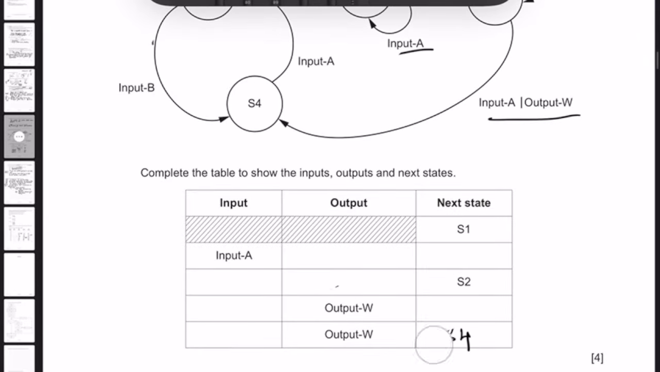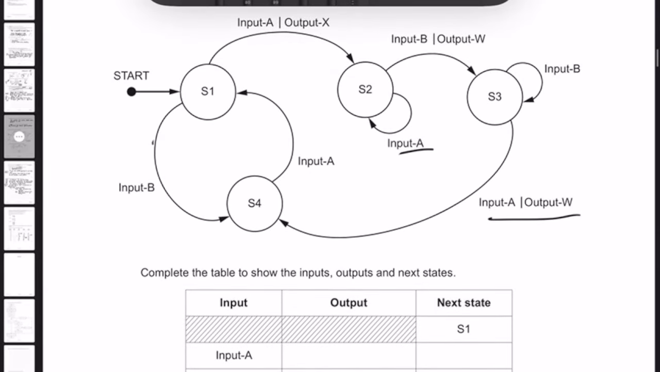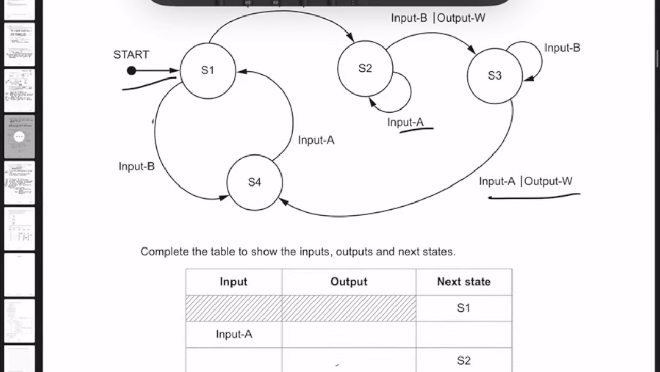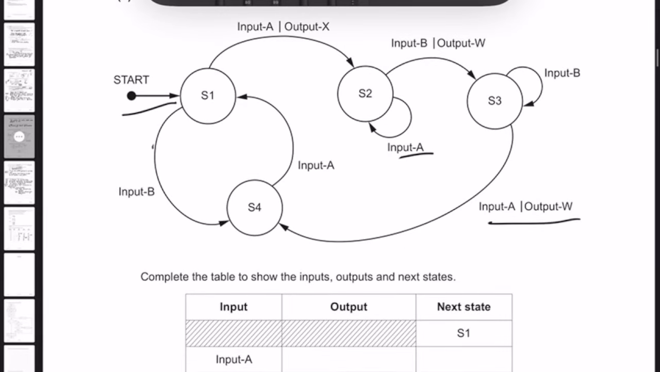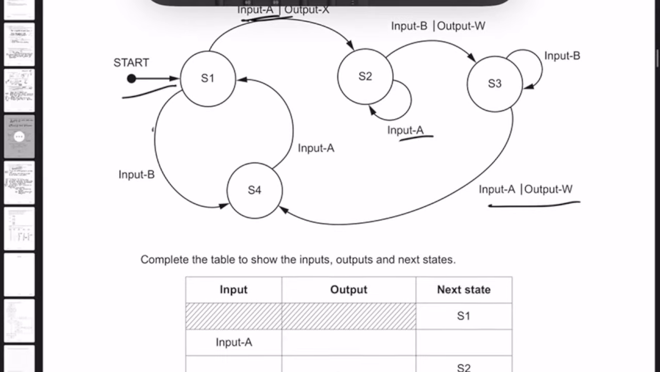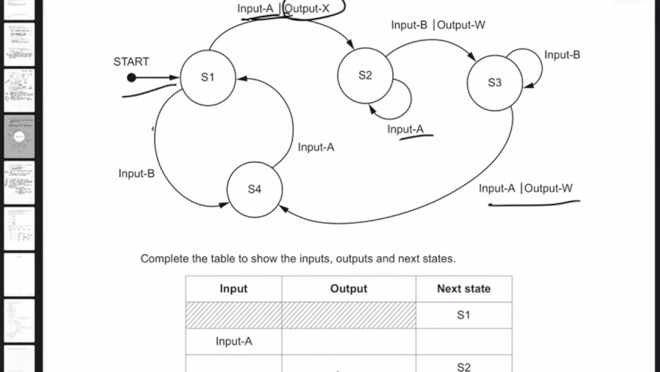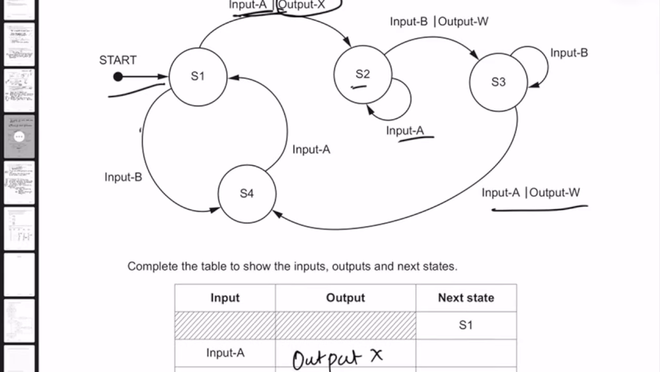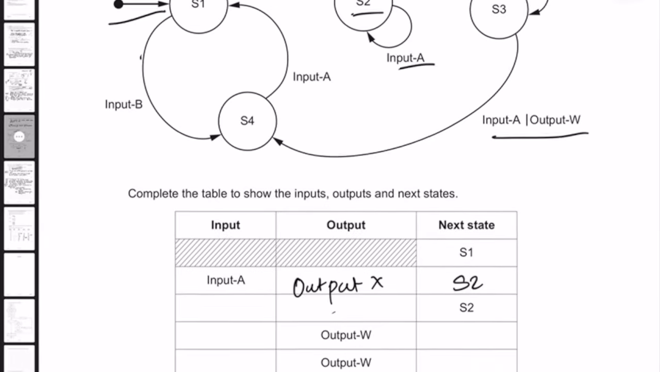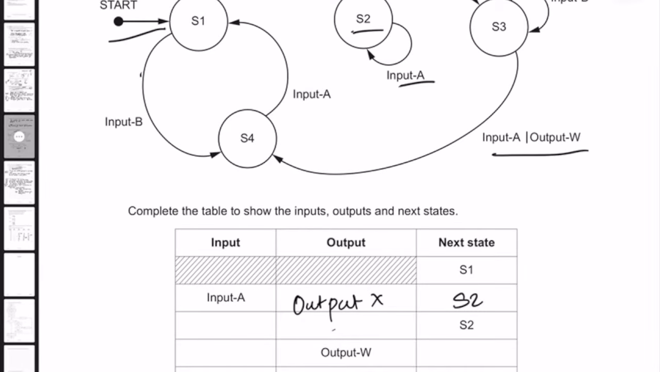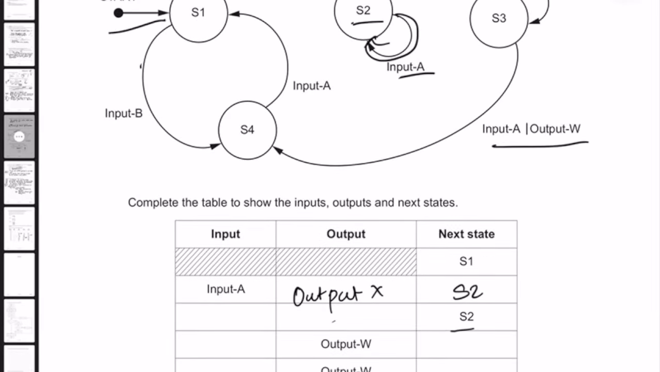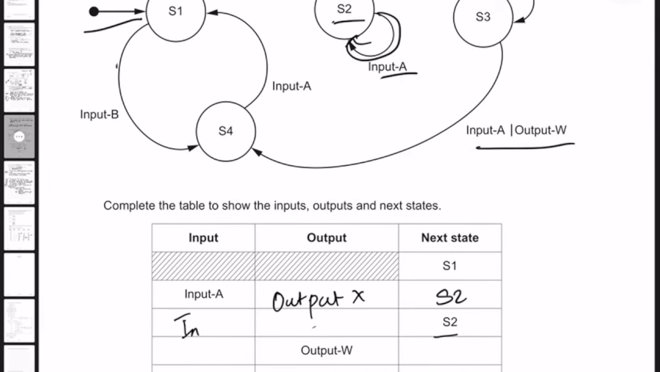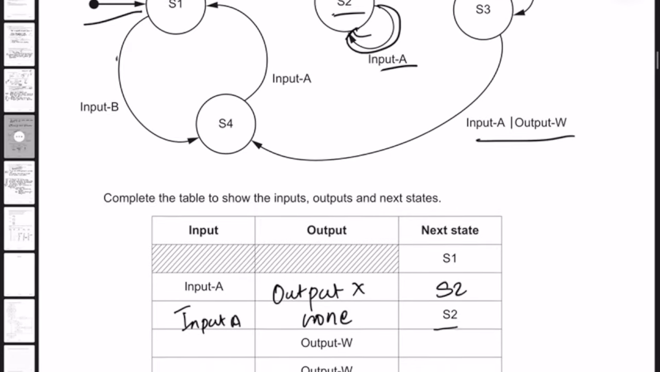Just going to erase that real quick. Okay, so we're starting here. State 1 and then input A. So we're going here. Input A, output X, and next state is state S2. Then we say it remains at S2, which means this one is being carried out. So input A, no output, and we go to S2.